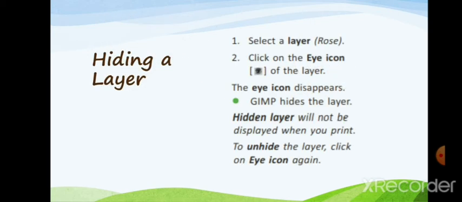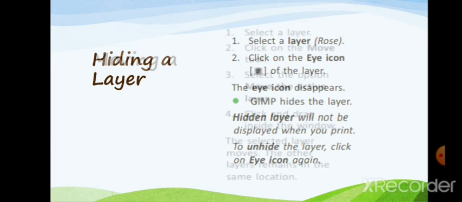Now next is hiding a layer. If you want to hide, you just have to press the eye icon. We have already discussed it. By pressing the eye icon once, it will hide the layer. When we click on the eye icon again, it makes it unhide.